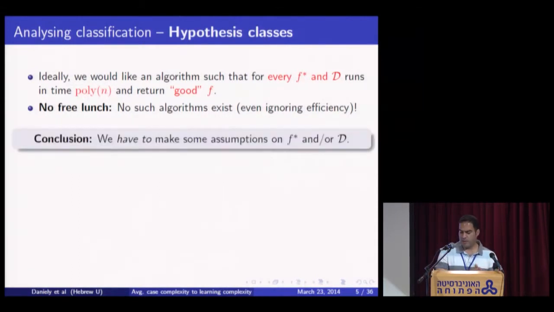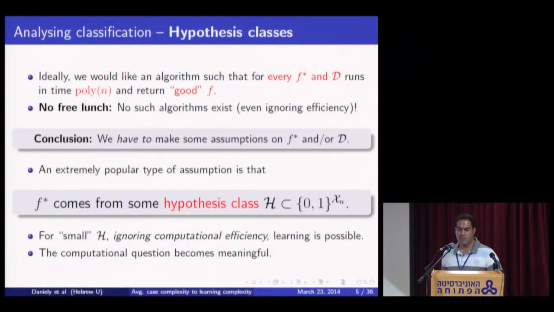Okay, so the inevitable conclusion is that we have to make some assumption on either f star, the learned hypothesis, or the distribution D. And this leads us to the notion of hypothesis class. This is a very popular type of assumption that stands behind the PAC model that we'll introduce in the next slide. So we assume that there is a predefined hypothesis class H. H is a collection of functions from X to {0,1}.